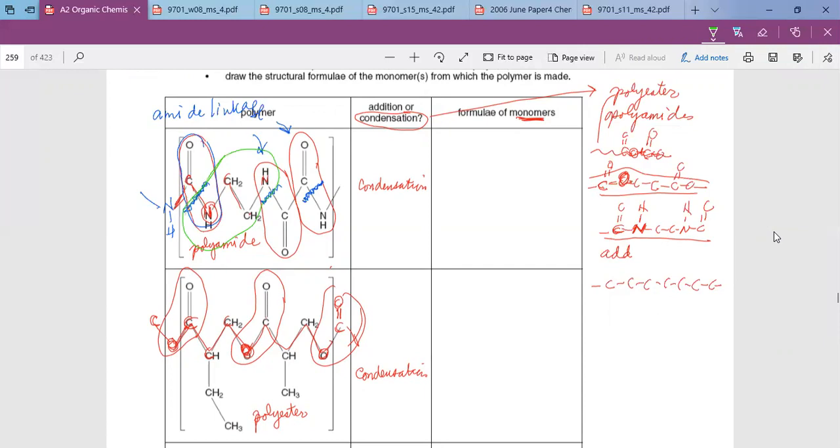This here, I drag it up. Everything until here. This is one monomer. Again, beautiful, isn't it? Okay, now to draw it on here, I'm going to draw it over here, okay?